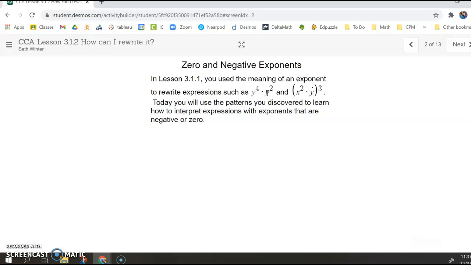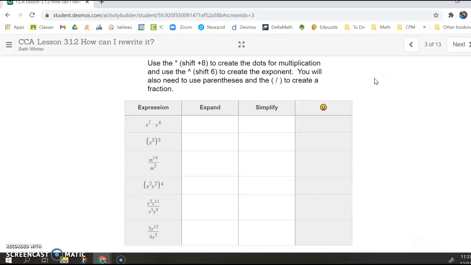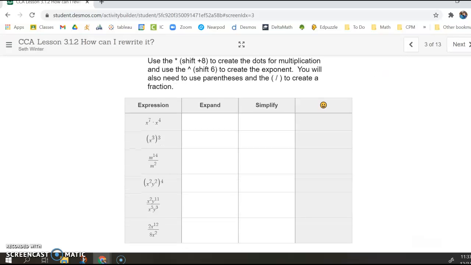Important to remember what we had done the day before, where we said that if we have a multiplication of our bases, we can add the exponents. So these two would be y to the 6th. And then here, if we have a power to a power, we multiply. So this would be x to the 6th, y to the 3rd. All right, so let's get right into this. Here's some examples. If you didn't get a chance to do this yet, I want you to pause this for a second and then come back.